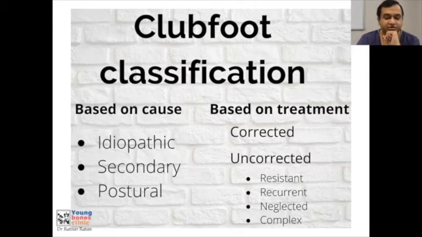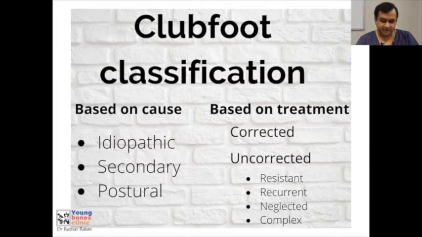In secondary clubfoot, there are associated anomalies of the nervous system, of the muscles, and the central nervous system. So there are other problems, there are genetic problems with the babies. When there is an underlying problem, it is called a secondary clubfoot. Postural clubfoot is mostly because of the lack of amniotic fluid in the third trimester of the pregnancy, due to which the foot is turned inward. But they are usually correctable, they don't need casting, just stretching usually suffices at this age.